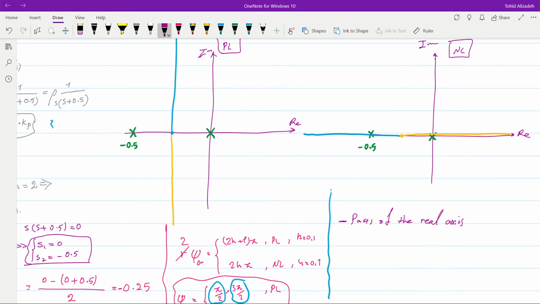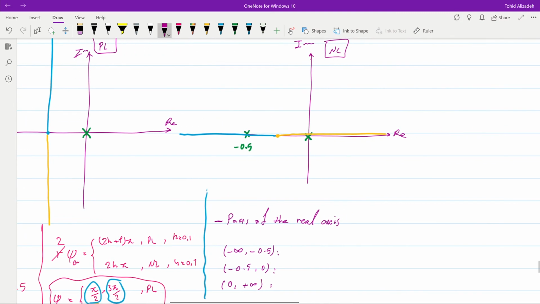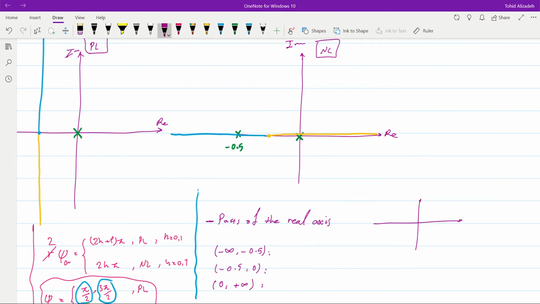We can divide our real axis into three segments: from minus infinity till minus 0.5, from minus 0.5 till 0, and from 0 till plus infinity. In each case, we can count the number of the poles and zeros. I just draw the system again here. So we have 1 zero here, 1 pole over there, 1 pole over there, minus 0.5.